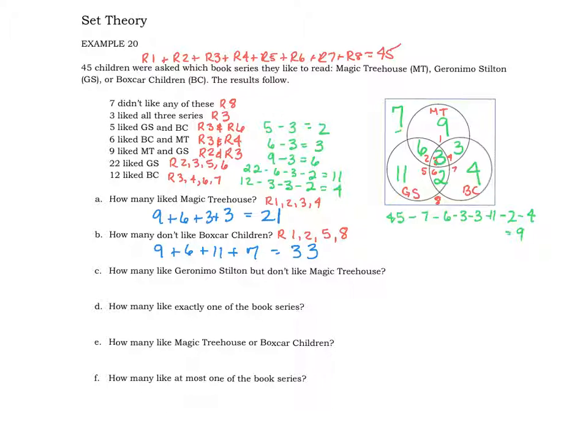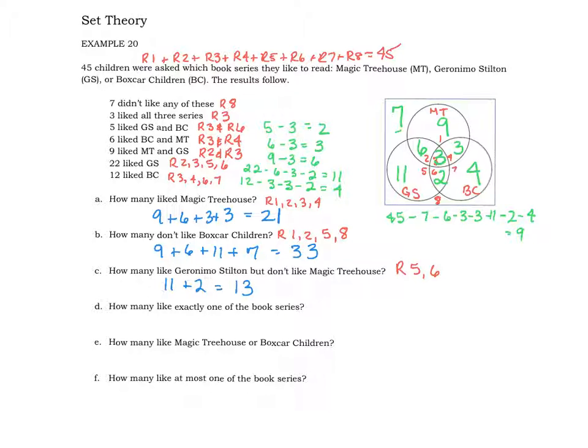All right, next, how many like Geronimo Stilton but don't like Magic Treehouse? That's like a difference of sets, isn't it? Okay, so we want Geronimo, excuse me, Stilton, but they don't like Magic Treehouse. So what would that be? What regions should we be adding together? Looks like regions 5 and 6. So it looks like we will be adding 11 plus 2, and that gives us 13.